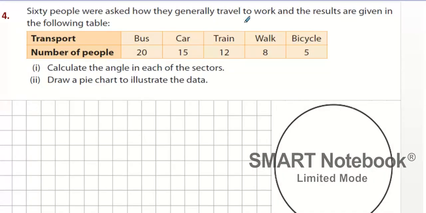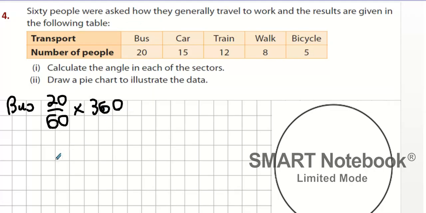That's how they generally travel to work, and the results are given below. The bus is 20 out of 60 multiplied by 360. Oh, sorry, 360, I mean. Okay. The car is 15 out of 60 people had a car, and to convert that into an angle, we need to multiply by 360.